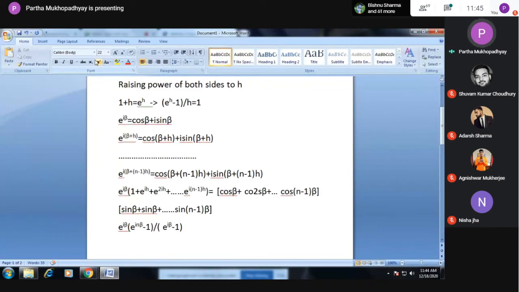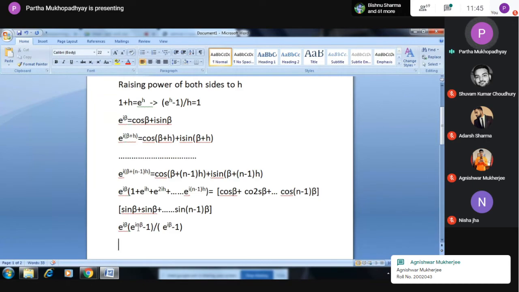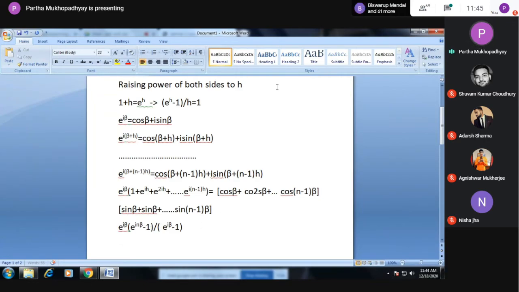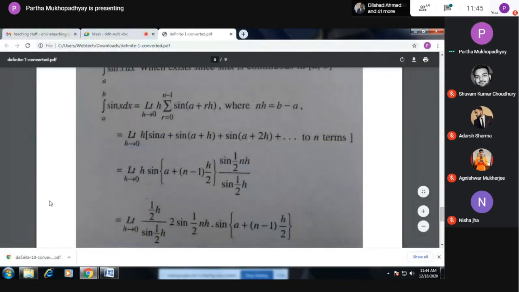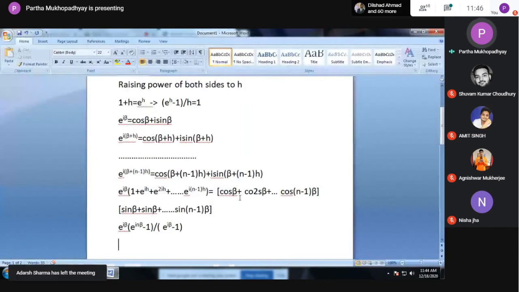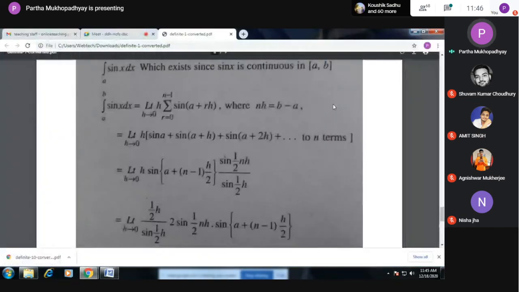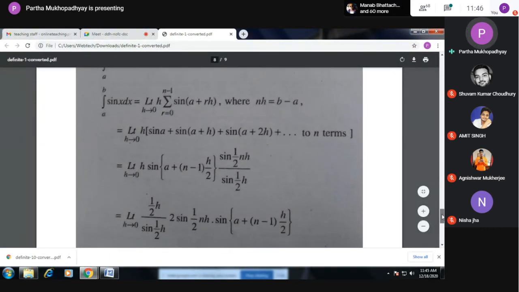So again, you can put this thing e to the power i beta as cos n beta plus i sin n beta and everything, and you can have this result. I'm not doing all this calculation, which is the basic hints of the proof. This way it is done. So by doing this, and by comparing the real and imaginary parts, the imaginary part will be sin beta, sin 2 beta, this way it will go on. So again, the imaginary part will be compared with the imaginary part of the left hand side. Then, after small simplification, this result will come. So this is the hints of the results.